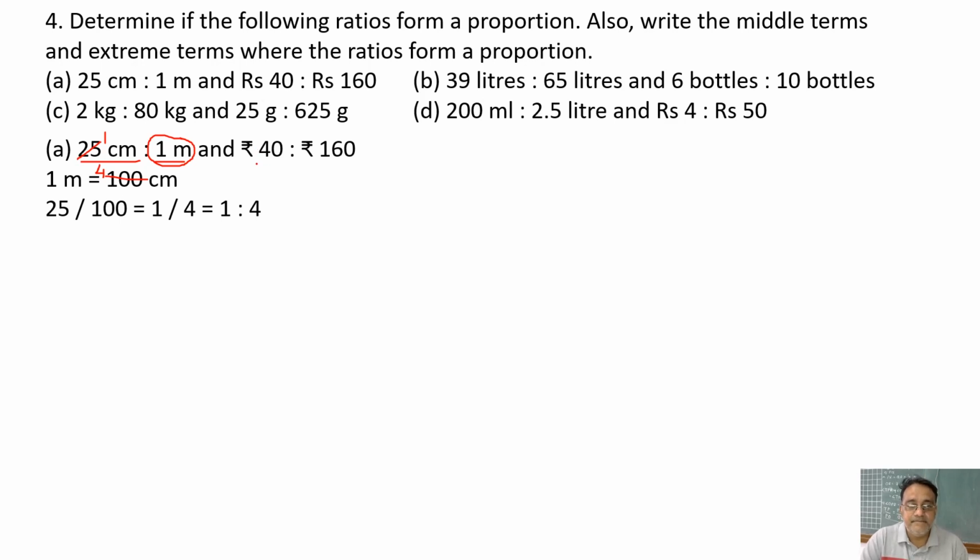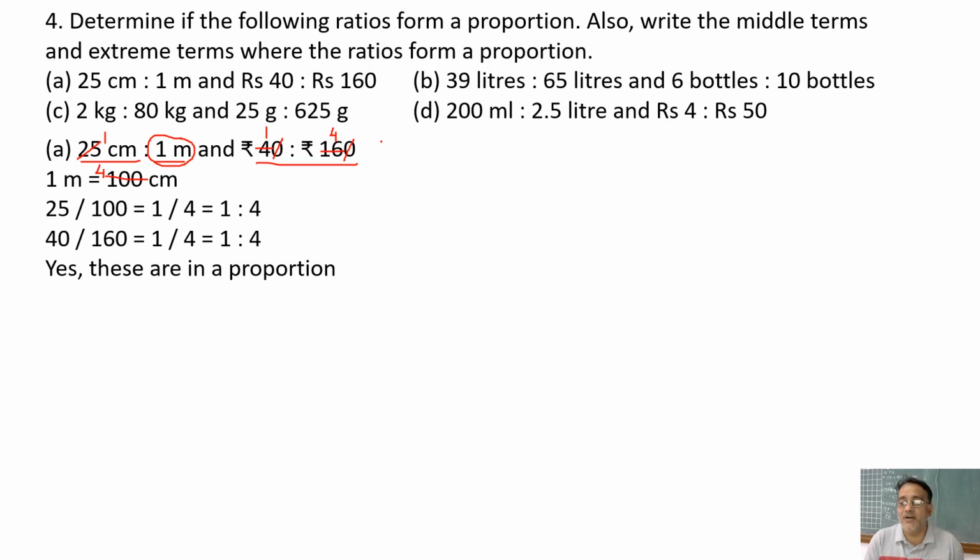Next one, देखो. 40 is to 160. पहले 0 कैंसिल करो, उसके बाद 4 से डिवाइड करो. 4 ones are 4, 4 fours are 16, right? So we are getting 1 by 4, that is 1:4. So both the ratios are same. So they are in proportion.